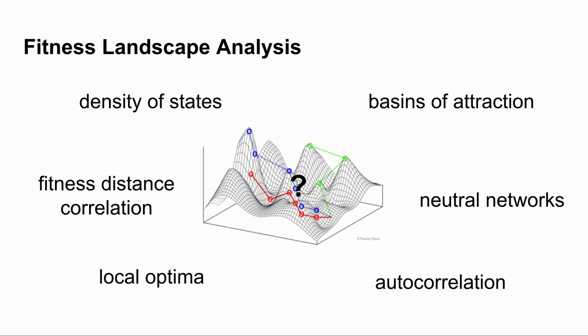In this video, we will cover popular metrics such as density of states, fitness distance correlation, local optima, basins of attraction, neutral networks, and autocorrelation. But I want to emphasize that there are many more metrics out there as well.